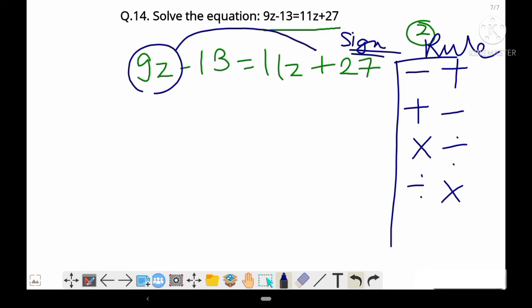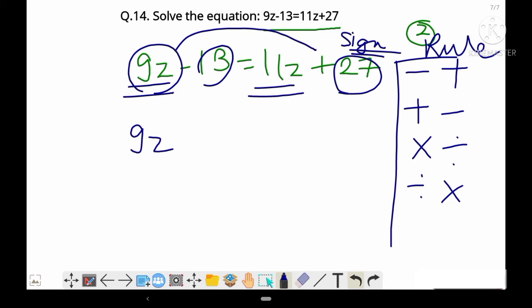So let's solve. Now you see what is common, means like terms को चेक करना है हमें. 9z and 11z, is it common? Of course it is common. And 13 and 27 are like terms. These are like terms. So let's arrange it.